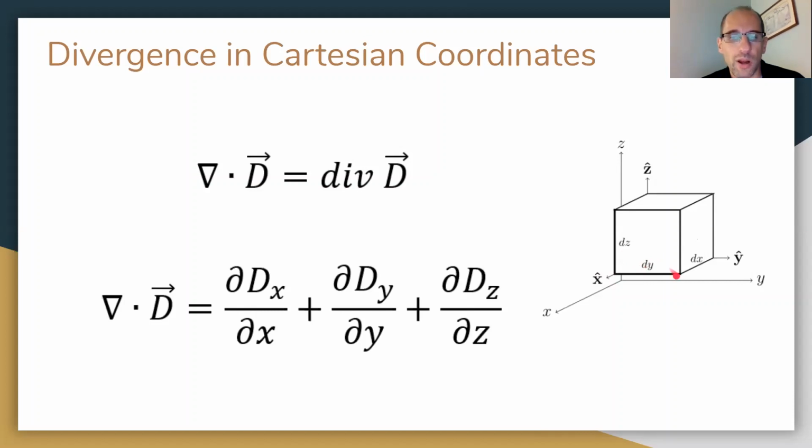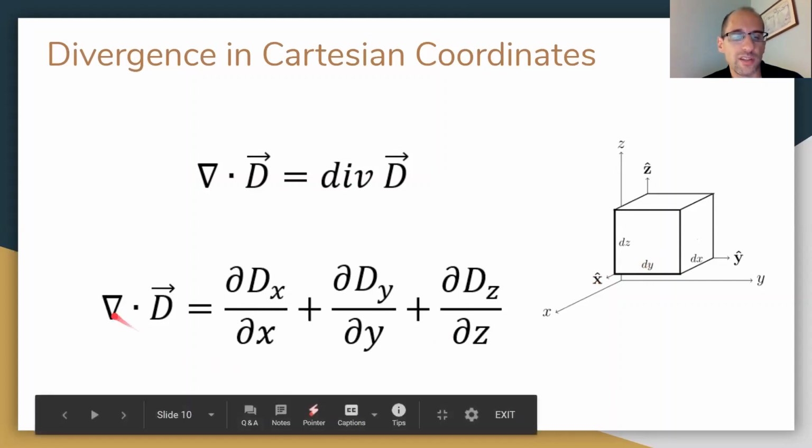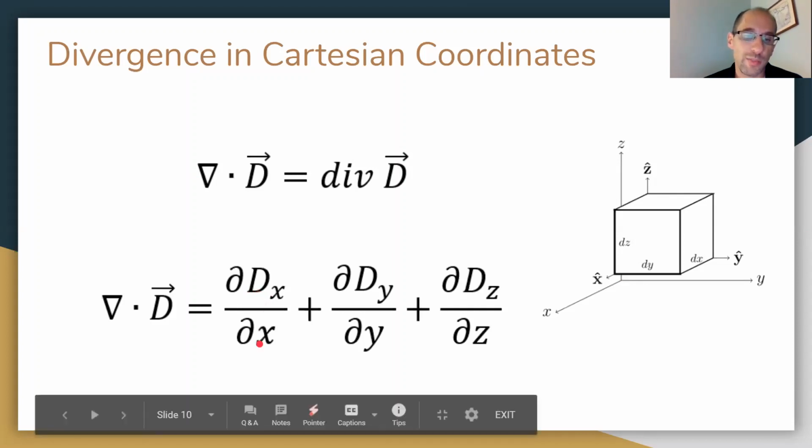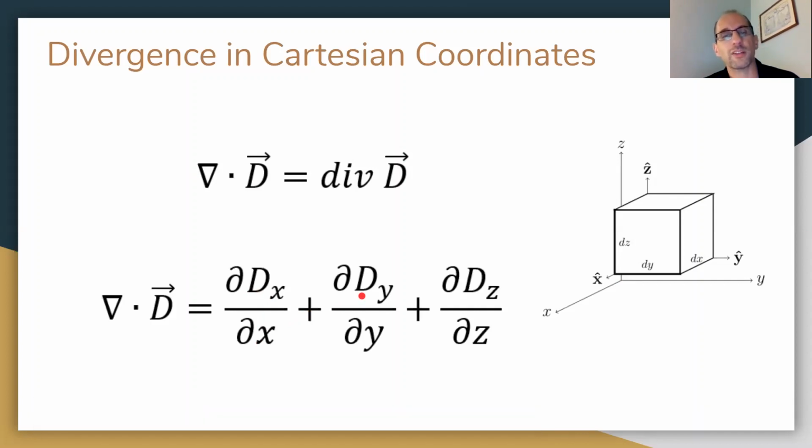And you can do the same thing with y and z. And so what the divergence is in Cartesian coordinates is simply the partial derivative of the component of the electric flux in the x direction with respect to x, plus the partial derivative of the electric flux density in the y direction with respect to y, plus the partial derivative of the electric flux density in the z direction with respect to z.